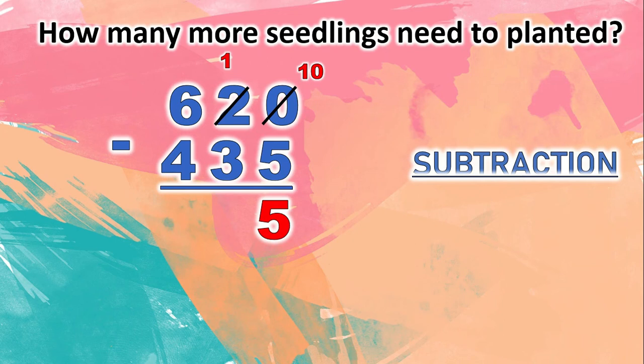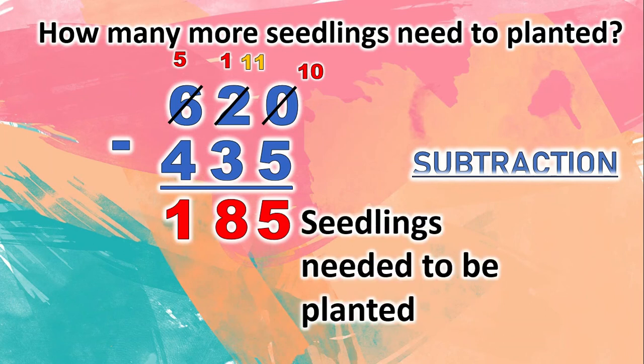And 1 minus 3 cannot be done. So we need to borrow from the next place, which is the hundreds place. So 6 will become 5 and the 1 will become 11. So we can now subtract that. 11 minus 3 is equal to 8, and 5 minus 4 is equal to 1. So we have here 620 minus 435 is equal to 185 seedlings needed to be planted.